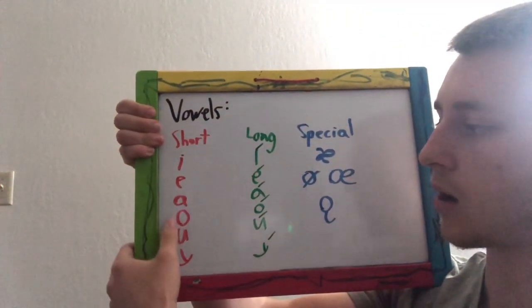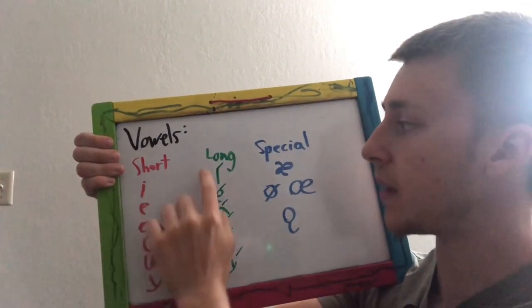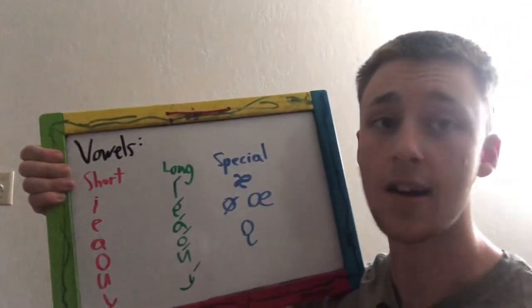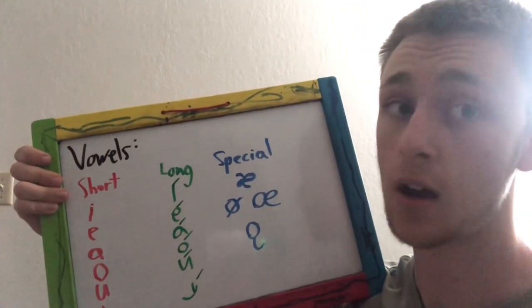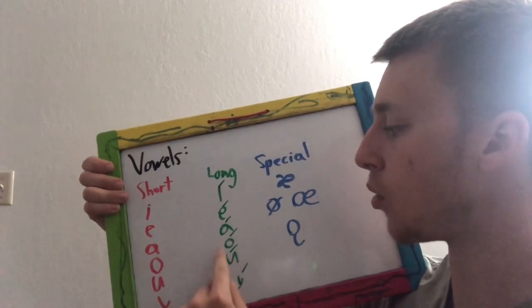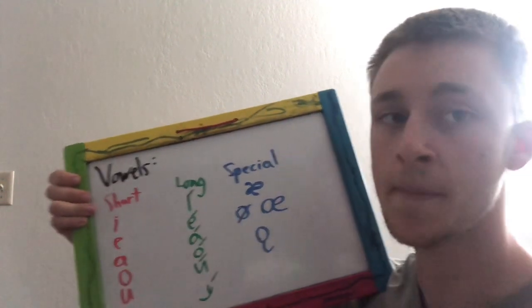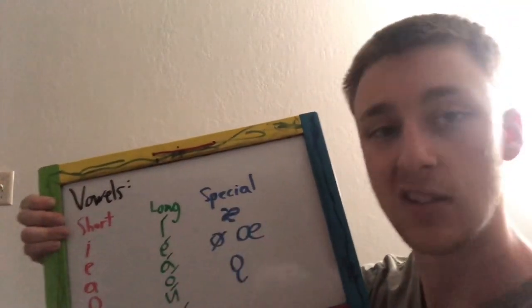So we have I, E, A, O, U, Y. Pretty simple. Then we have our long, which, you're not gonna believe this, you just hold it longer. It's long. I, E, A, O, U, Y. That's long. Very nice.